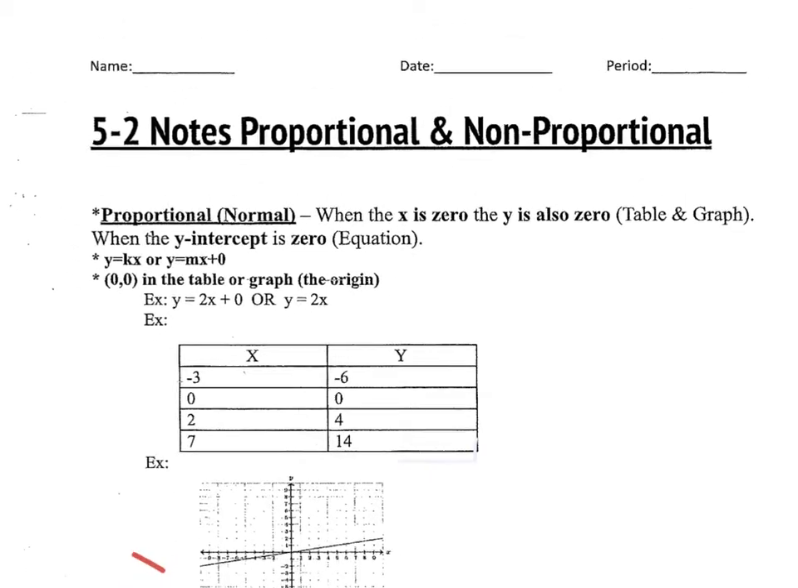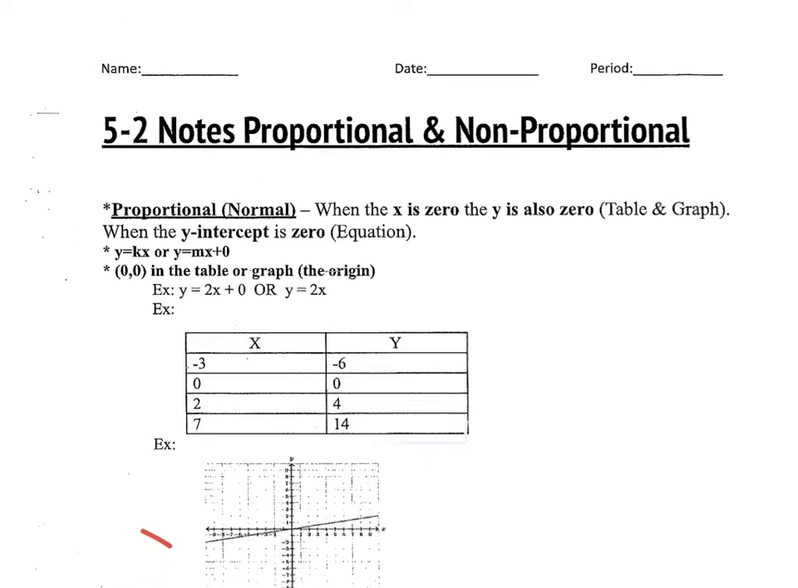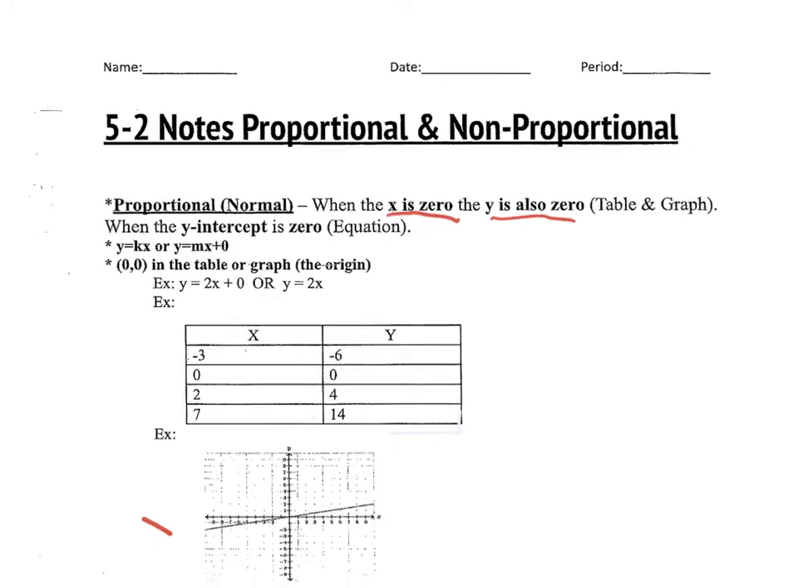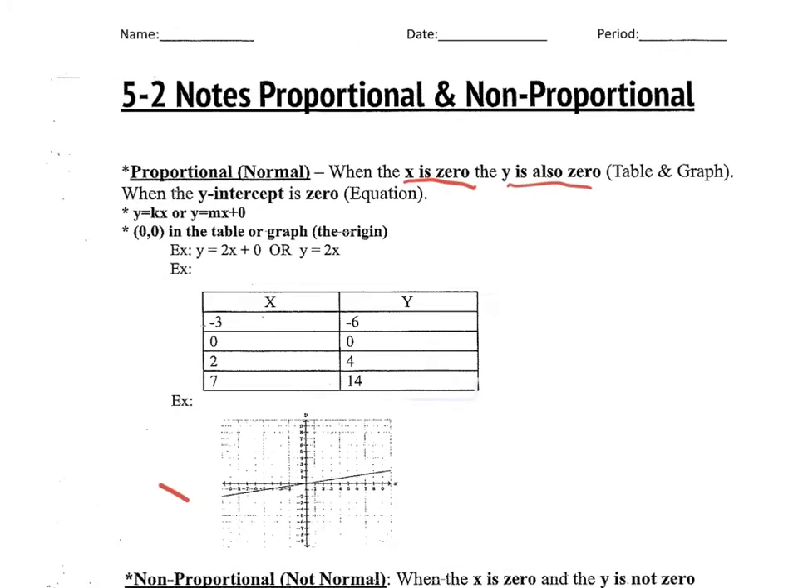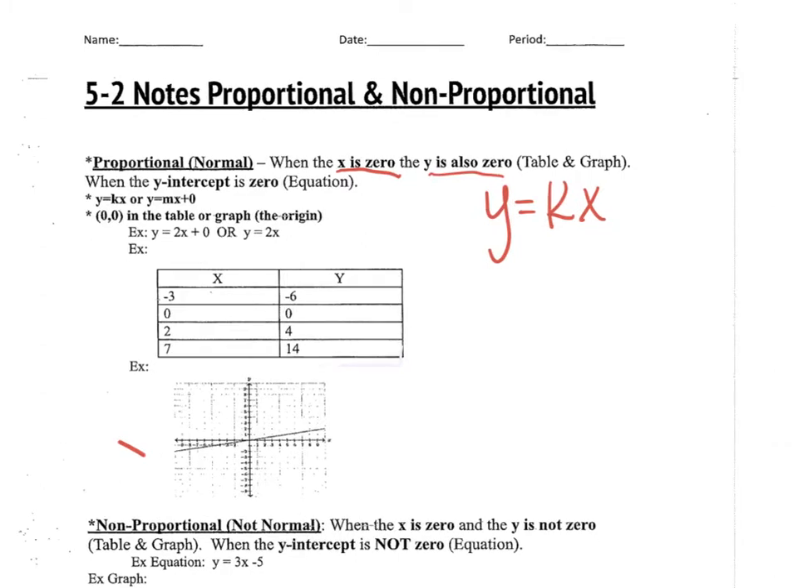Okay. Proportional, non-proportional. A proportional linear relationship is when x is 0 and the y is also 0. So table and graph, when the y-intercept is 0. Yesterday we said that the direct variation equation was y equals kx, where there is no b, there's no y-intercept. And I was saying that that is proportional because there's no y-intercept. Okay?